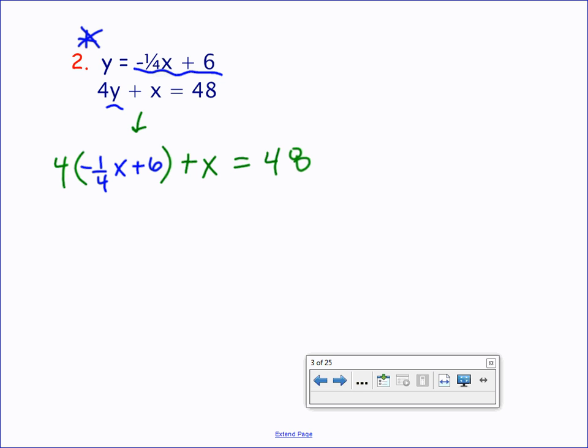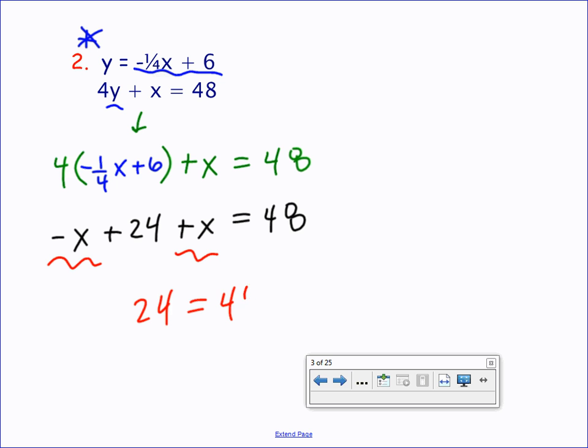Watch your signs, guys. I get 4 times the negative 1/4 x is negative x plus 24 plus x equals 48. I combine my terms, same side, same operation, and negative x plus x combines to 0, and I get 24 equals 48. When I see this, I immediately go, what is going on here?